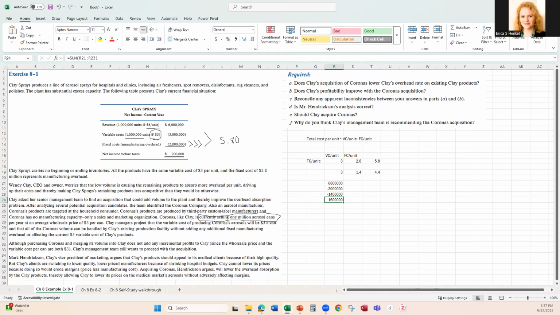Okay, let's see. So does our profitability improve? And I would say yes. Well, let's see. Hold on a second here. They're saying in the text here that it would stay the same.